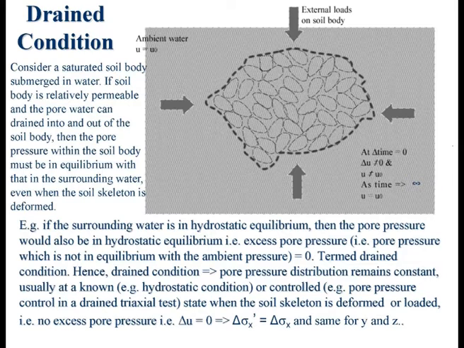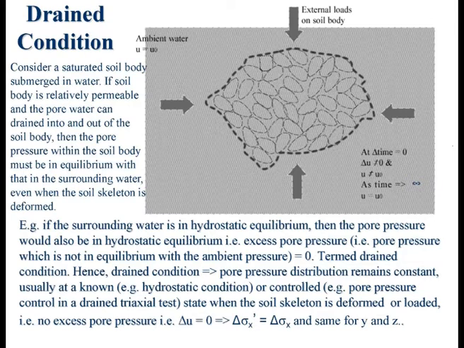So if the surrounding water is in hydrostatic equilibrium, then the pore pressure in this condition must be hydrostatic, which is another way of saying, as we normally say, that excess pore pressure is 0. If this condition is fulfilled, it is called a drained condition. That means a drained condition is one in which the pore pressure inside the soil mass you're considering is completely in equilibrium with the surrounding or boundary pore pressure conditions.